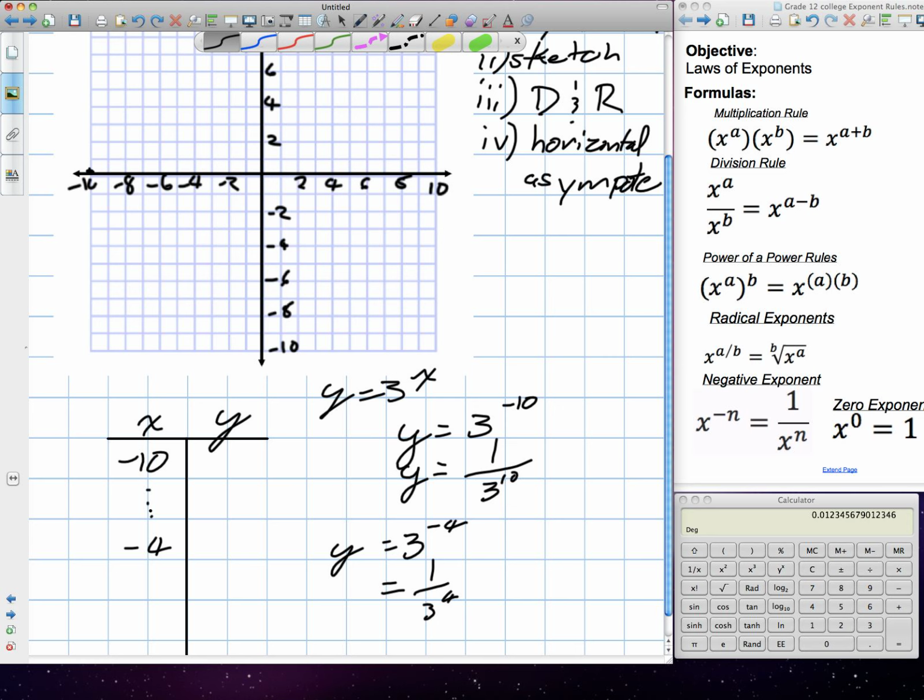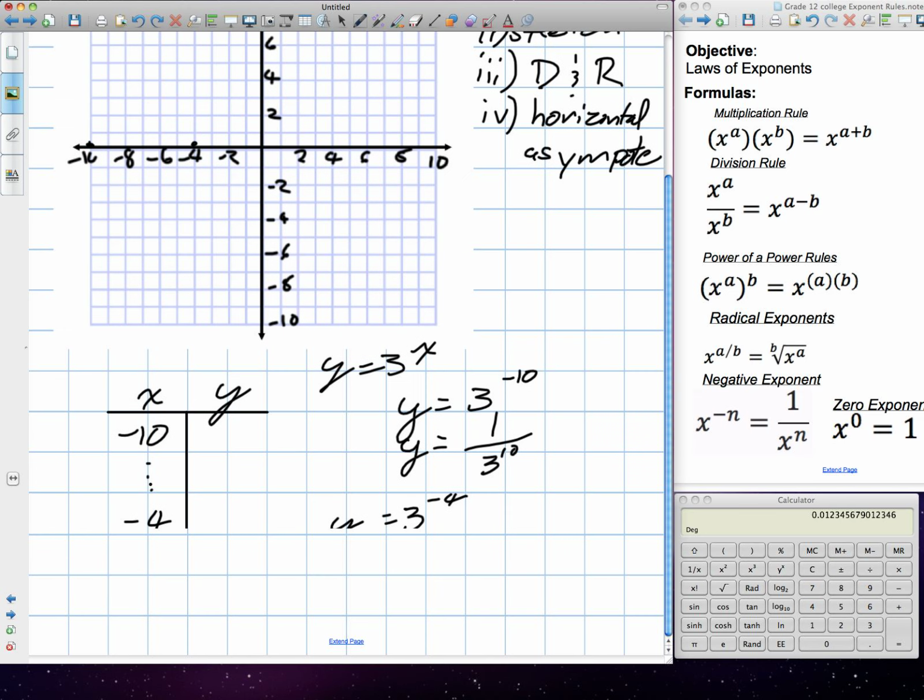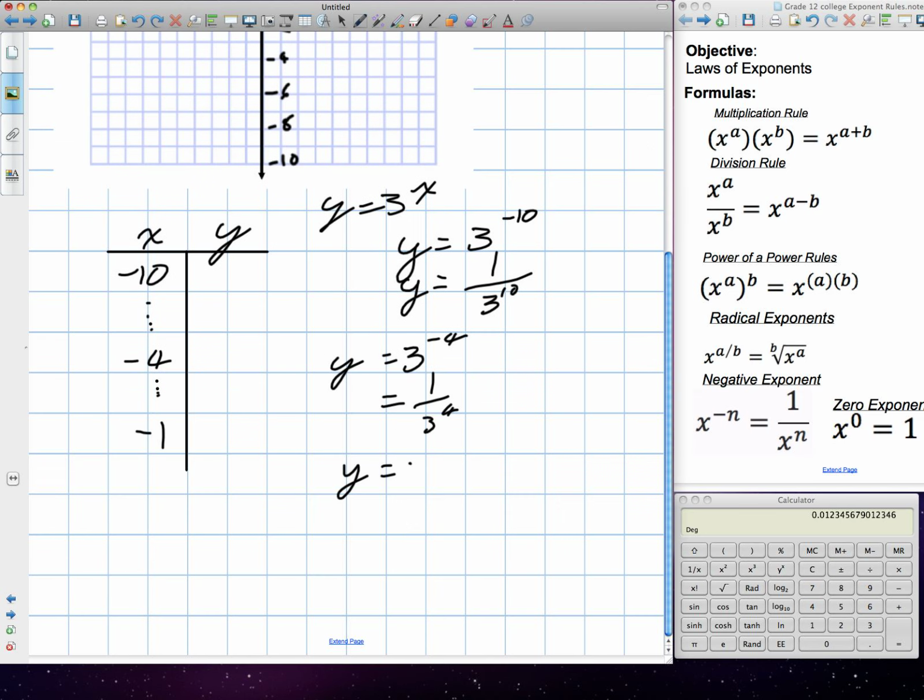let's go to negative 1. Okay, I want you to think about this. Negative 1. Well, when y is equal to 3 to the power of negative 1, that's equal to what? Yeah, 1 over 3. A third, 0.33. Okay? So when we go to graph that, our y value is 0.33, so it's somewhere here.